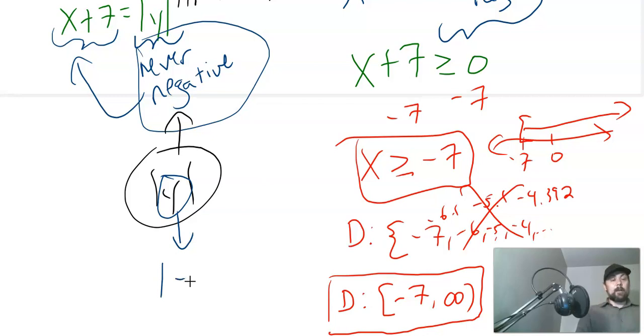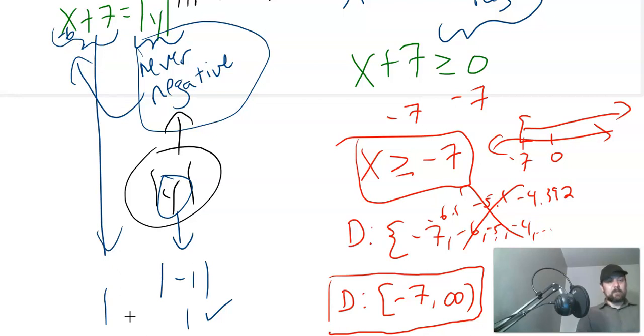For example, I can plug in negative 1 for y, and then the absolute value of negative 1 comes out positive 1. That's fine. And I can get the left-hand side to equal that 1, right? If I choose negative 6 for x, negative 6 plus 7 gives me 1 also, and so the left-hand side matches the right-hand side. So y can be negative.